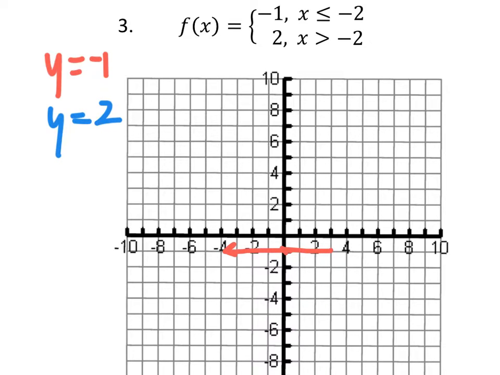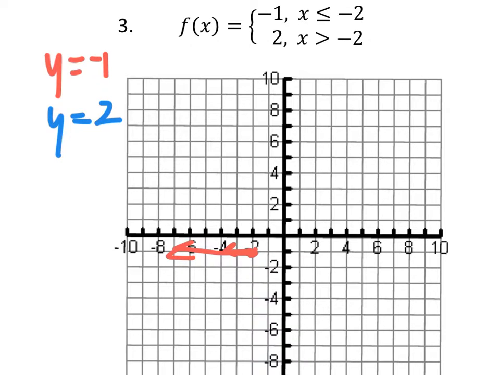However, the domain says that you only want to show what? X less than or equal to -2. So you don't want to show anything. This is 3, 2, 1, 0. You only want less than or equal to -2. So you want to start at -2 and continue to the left. That's the piece that you want to show that represents the top one, y equals -1.